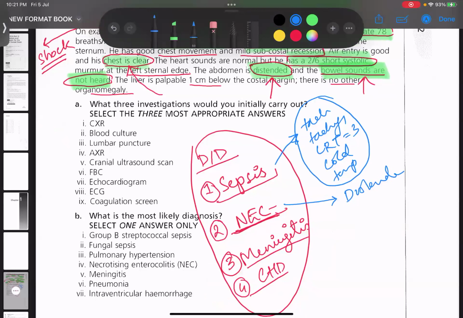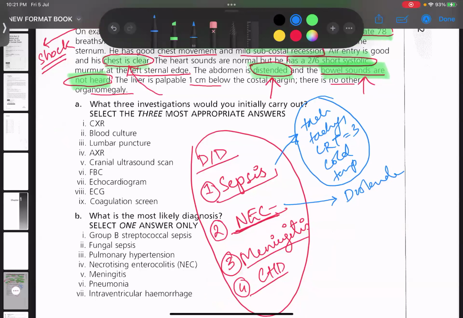What about meningitis? Is there anything supporting meningitis here apart from the raised temperature? Apnea, self-limiting apnea. Okay, so we are considering it because of the temperature along with that apnea. All right. What about congenital heart disease? So this is our fourth differential. With congenital heart disease, we are thinking this could be a case of heart failure.